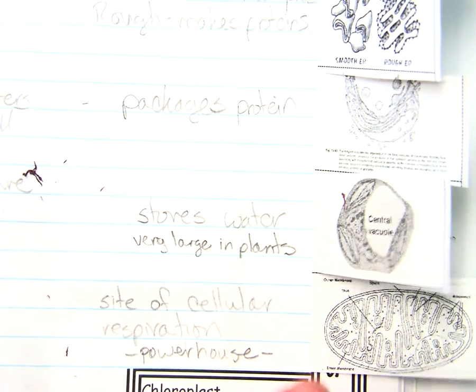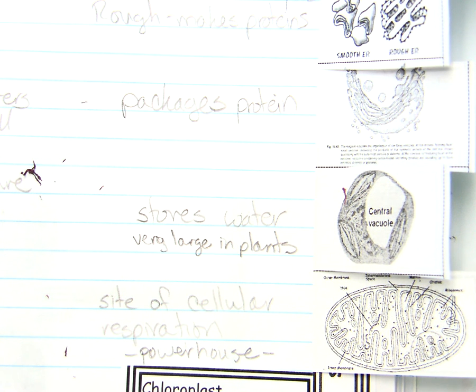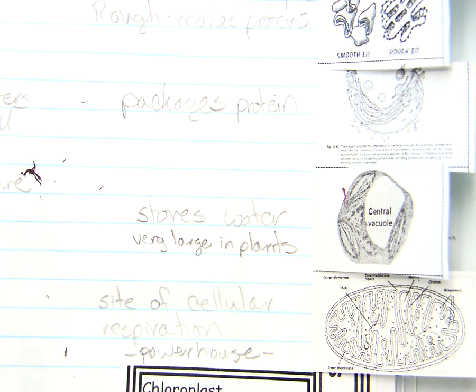Mitochondria is the site of cellular respiration. Often referred to as the powerhouse of the cell. It's where the cell, whether it's a plant cell or an animal cell, is going to be getting usable energy from.